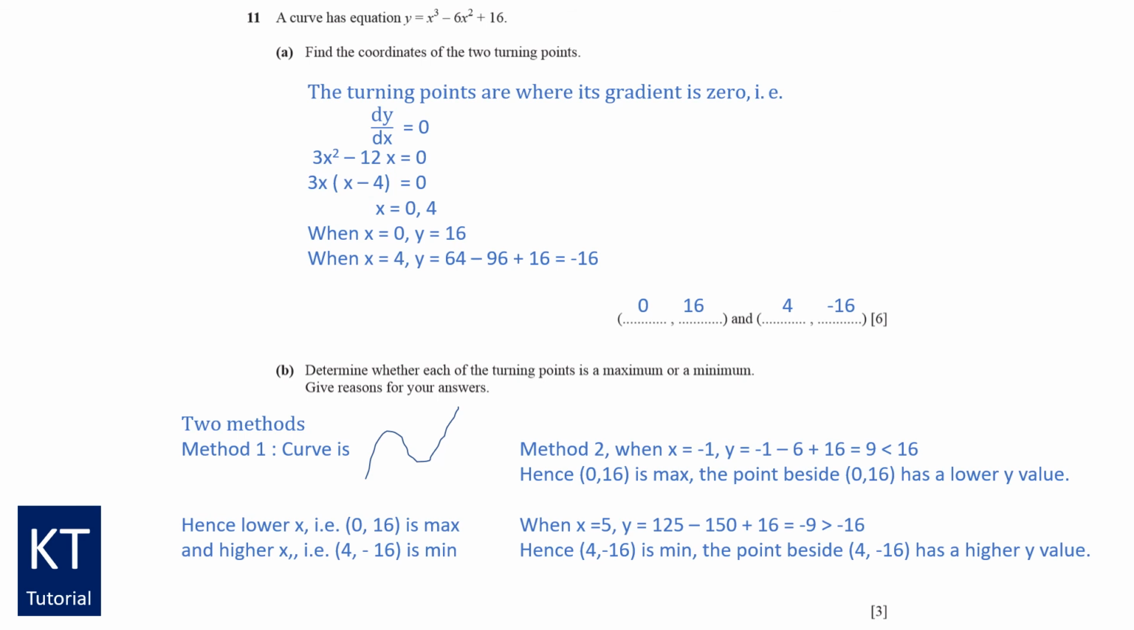This means that (0, 16) is the max, as the point beside it has a lower value of y. Likewise, when x is equal to 5, y is larger than minus 16. Hence, for the coordinate (4, minus 16), it is a minimum because the point beside it has a higher value of y.